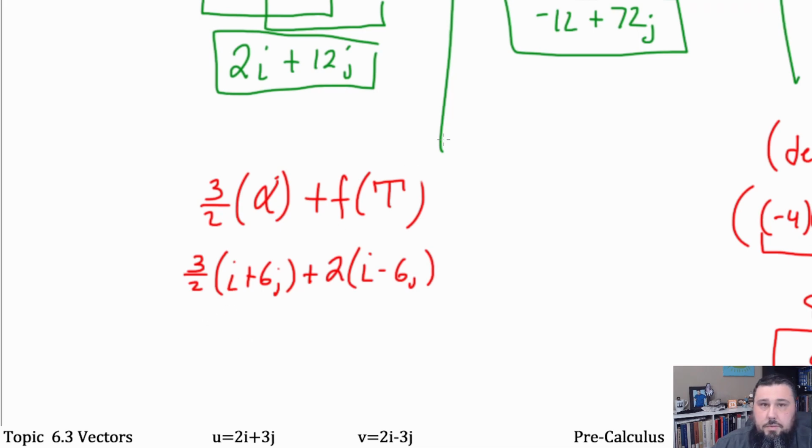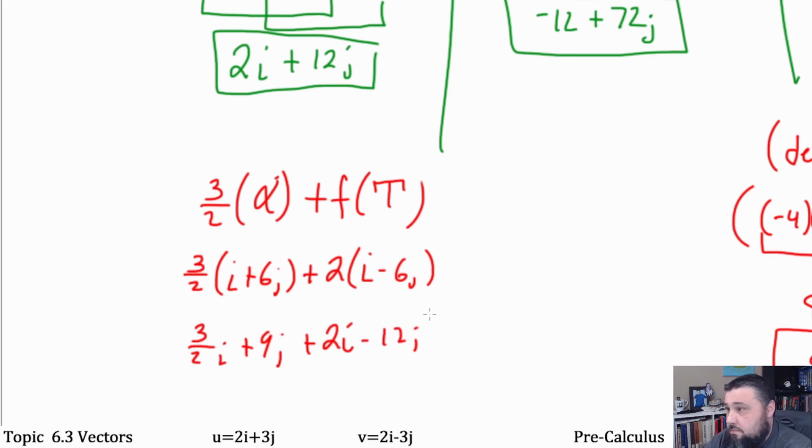Now here I'm just going to distribute and combine like terms. 3/2 times i is 3/2 i. Here I have 18 divided by 2, so that's plus 9j. Here I have 2 times i, which is 2i. And here I have 2 times negative 6, which is negative 12j.